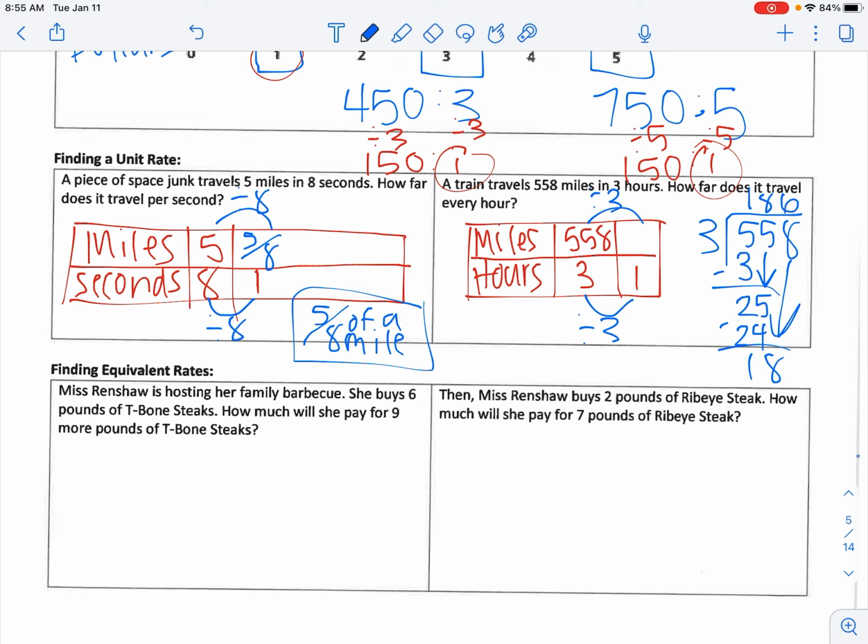Goes in 6 times. So our answer is 186. So it travels 186 miles in 1 hour. And that's our final answer. Next.